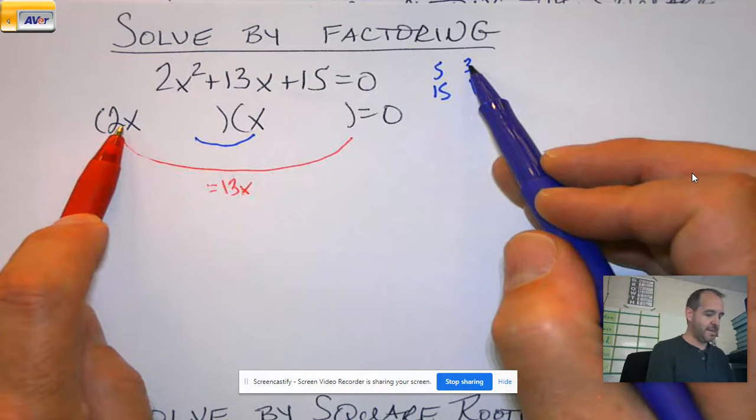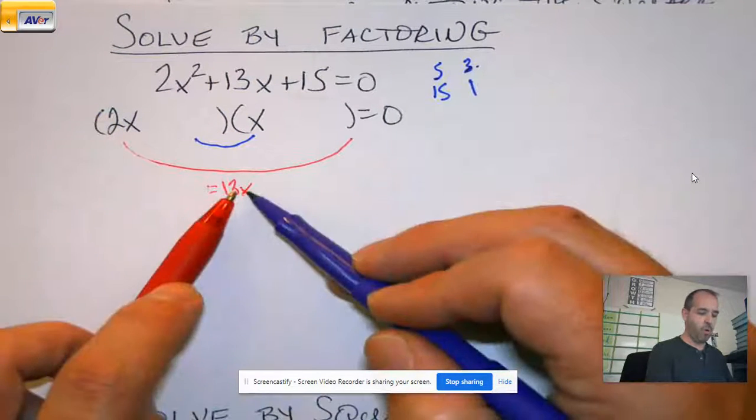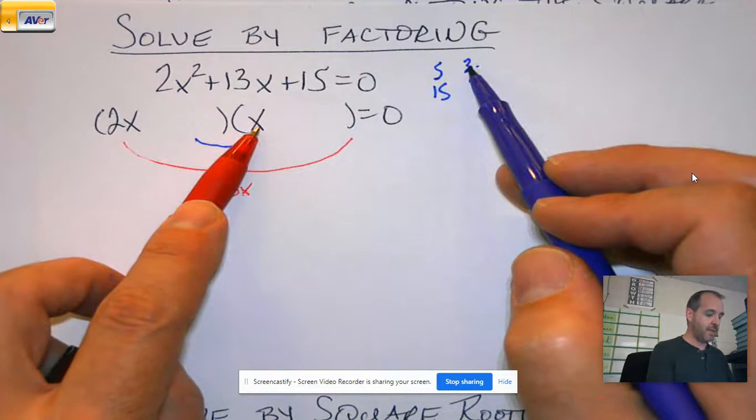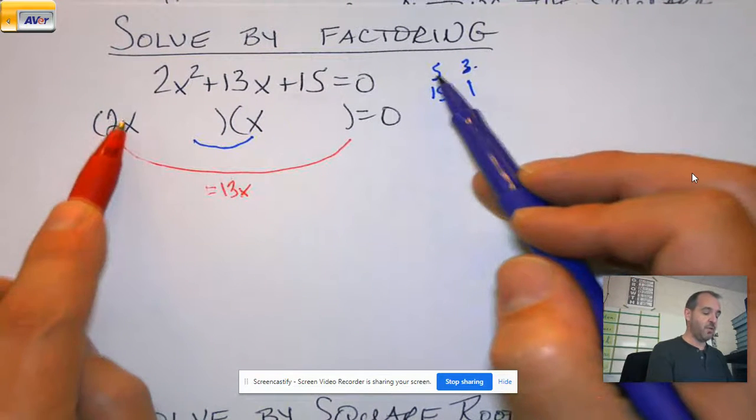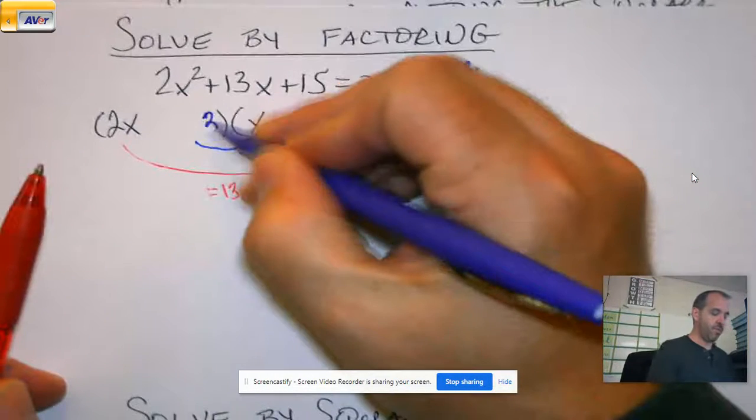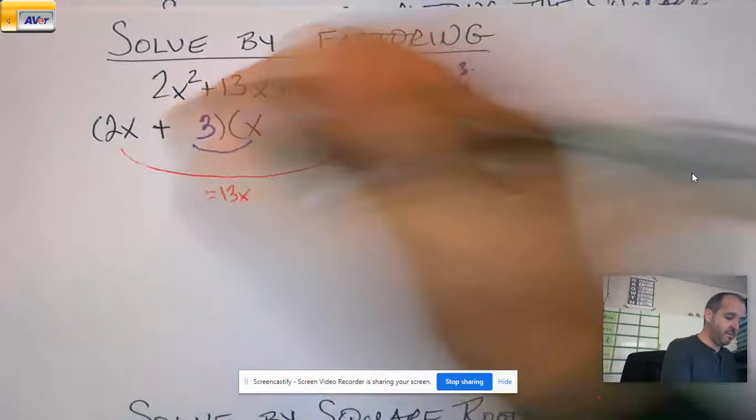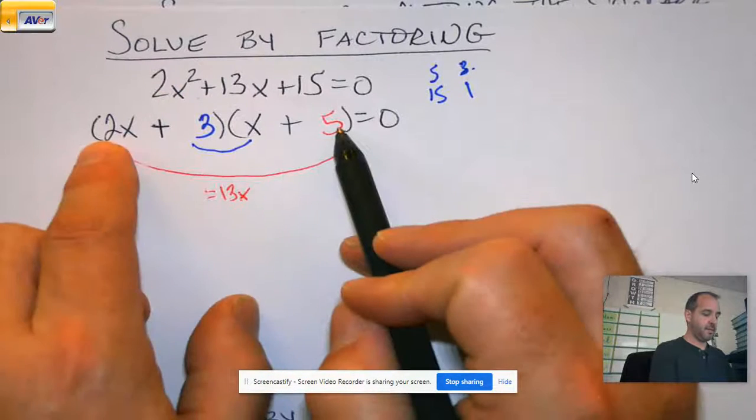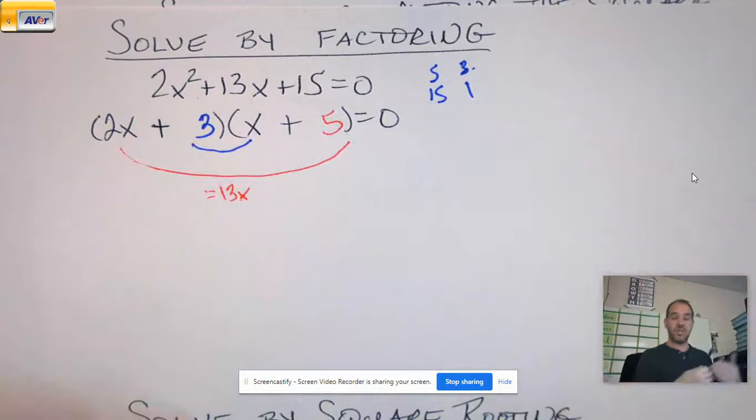2 times 3 is 6. 1 times 5 is 5. So 5 and 6 get me to 13? No. 2 times 5 is 10. 1 times 3 is 3. So does 10 plus 3 get me to 13? Ooh, yes. So I need the 5 to go with the 2, and I need the 1 to go with the 3. And I notice all my signs are positive. 2x squared, 10x, and 3x is 13x. And there, I'd be good, and I could solve that from there.